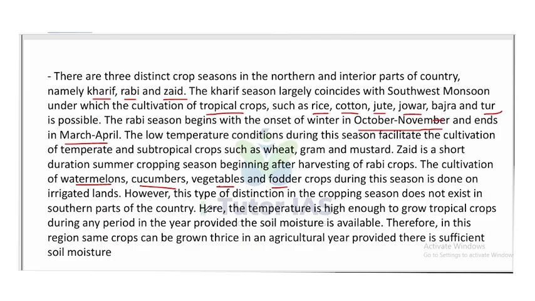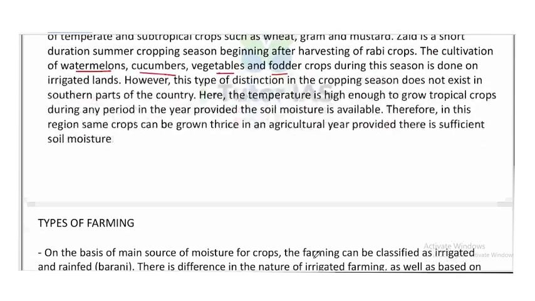However, this type of distinction in the cropping season does not exist in the southern parts of the country. Here, the temperature is high enough to grow tropical crops during any period in the year, provided soil moisture is available. In this region, the same crops can be grown thrice in an agricultural year provided there is sufficient soil moisture.